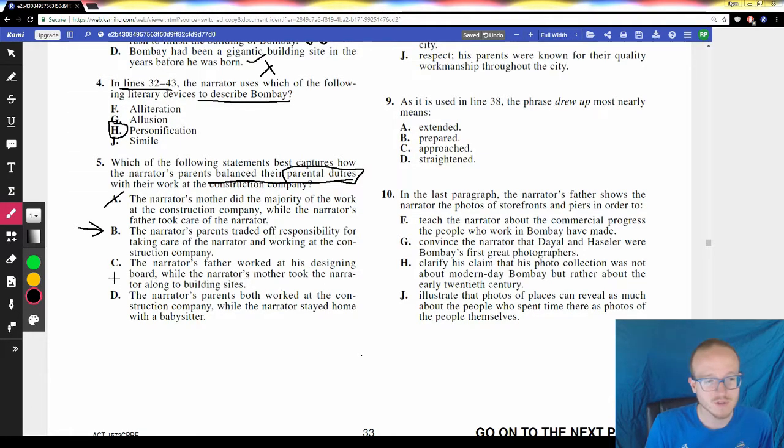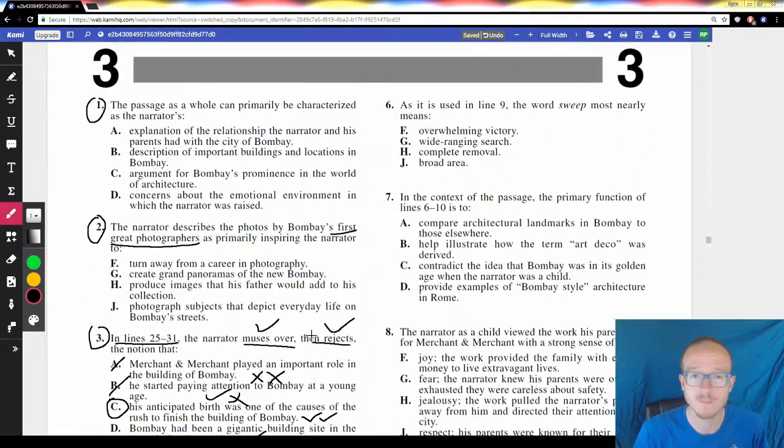And the designing board is something that happens, I'm not even sure if it's actually in that part, but it's definitely not something where the father's at the designing board and not paying attention to the kid. Narrator's parents both worked at the construction company, so this part is true, although they didn't work there at the same time, they both worked for the same construction company. What about while the narrator stayed home with a babysitter? No mention of babysitter. Gotta be B.